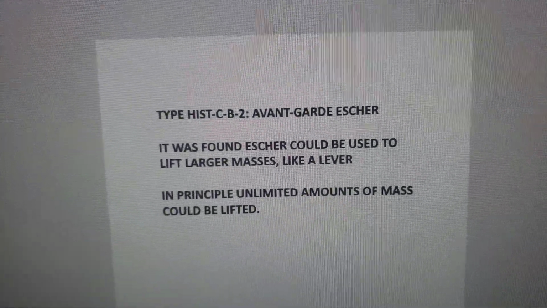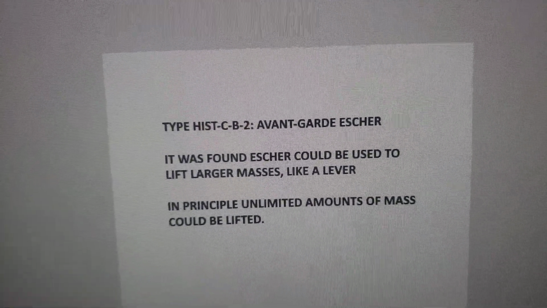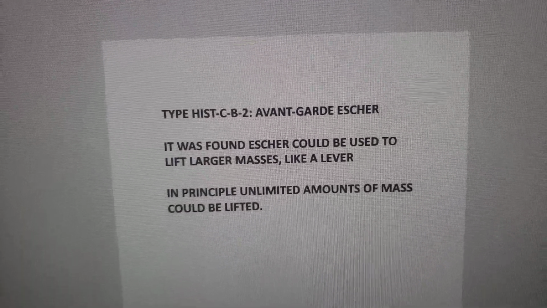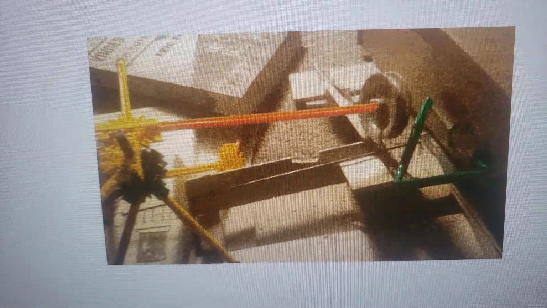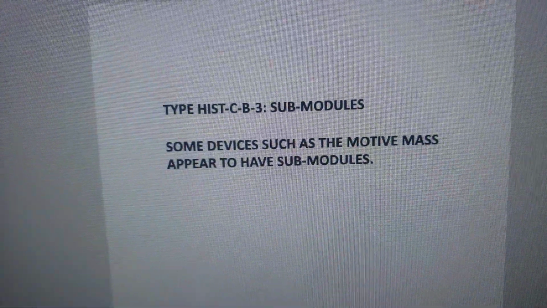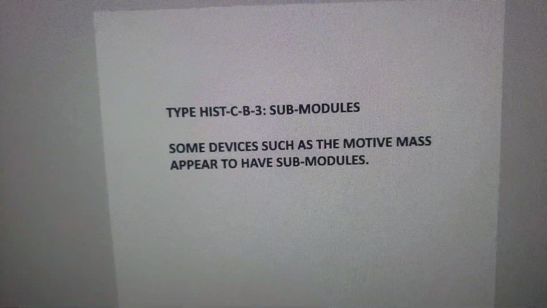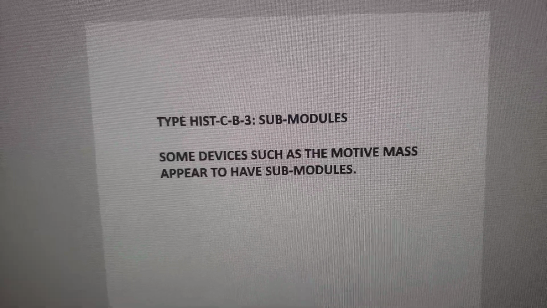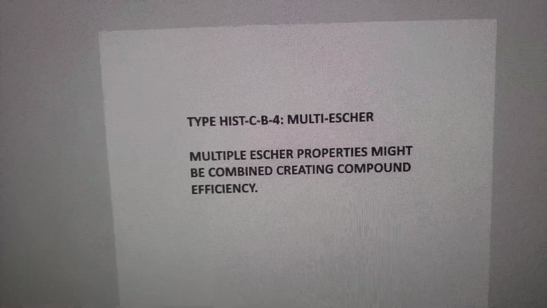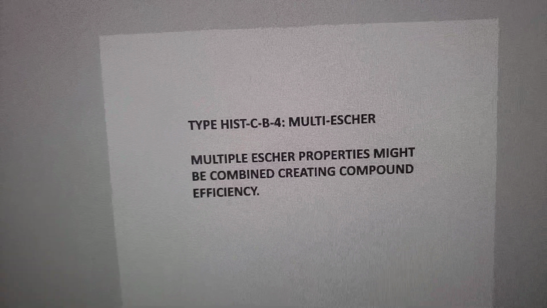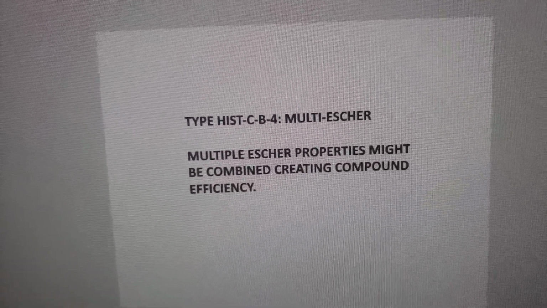Type history CB2, avant-garde Escher. It was found Escher could be used to lift larger masses like a lever. Type history CB3, submodules. Some devices such as the motive mass appear to have submodules. History CB4, multi-Escher. Multiple Escher properties might be combined, creating compound efficiency.